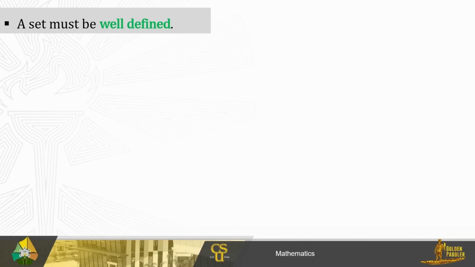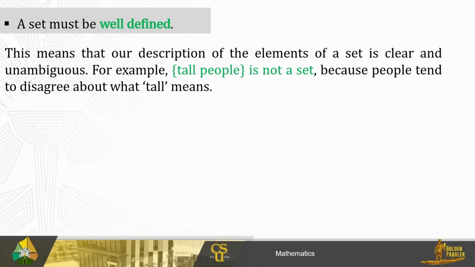So these are the things that we have to consider when we define a set. A set must be well defined. What do we mean by a set which is not well defined? This means that our description of the elements of a set is not clear and unambiguous. For example, the set of tall people is not a set. This is not well defined because people tend to disagree about what tall means.